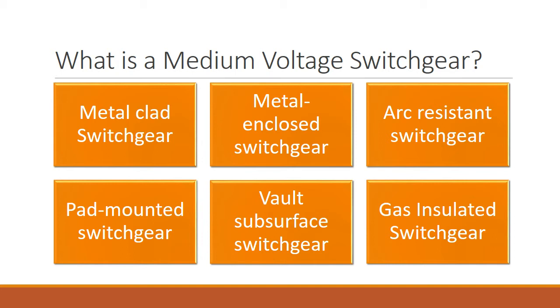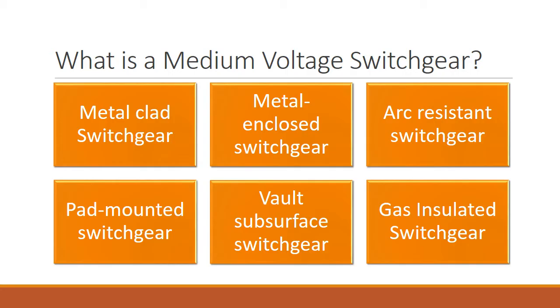Air, SF6 gas, fluid, solid dielectric in-air technology, and solid materials can all be used as insulation for this type of switchgear. Now, the fifth type of switchgear is the vault subsurface switchgear. IEEE C37.74 defines this type of switchgear.